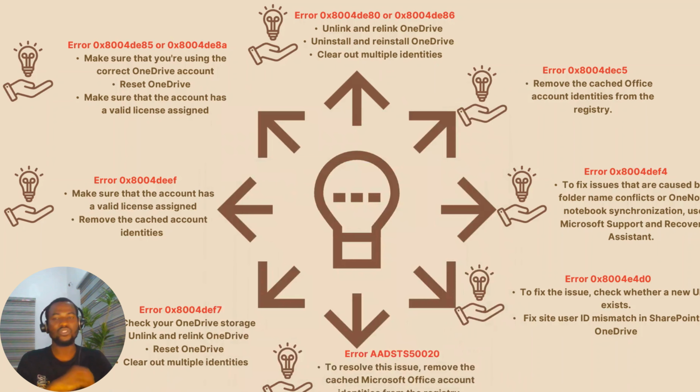We're going to go to the next one, which is error 0x840E85 or 0x840E8A. So in this scenario, what is the symptom? The symptom is also the same as the first one. The user is trying to sign in to the Microsoft OneDrive desktop application and you receive an error message that you can't sign in due to this error message.